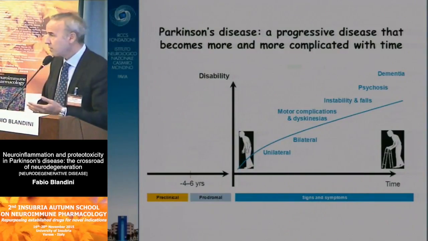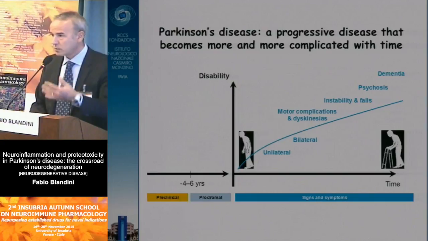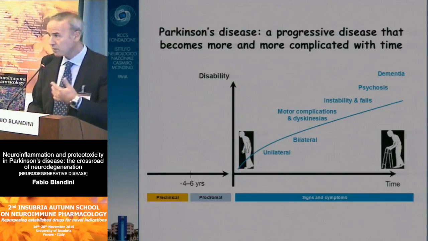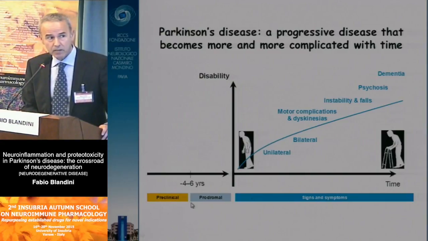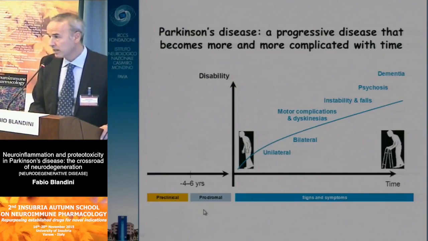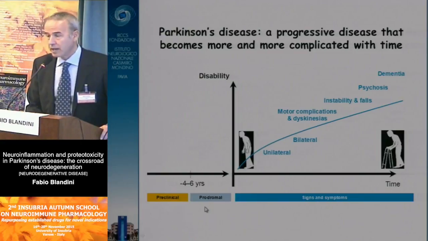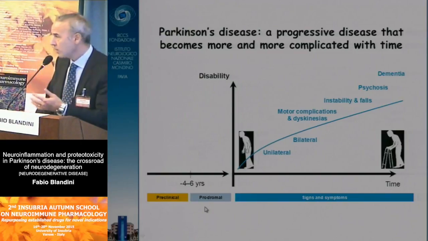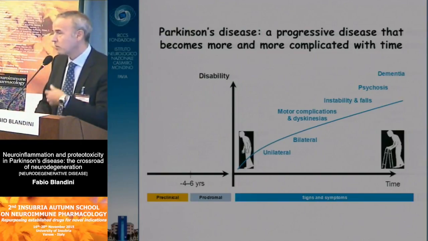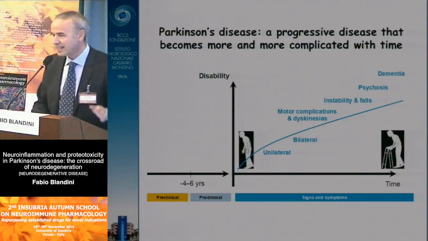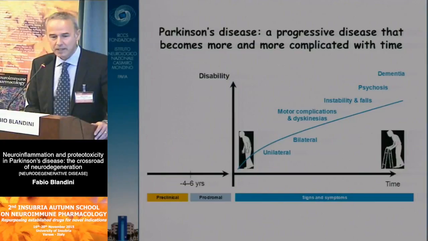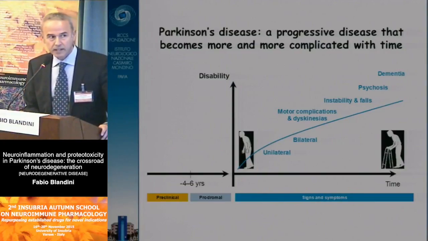PD is a progressive disease. Once it starts, it doesn't stop. It keeps progressing, and it gets more and more complicated with time. So we may think of a preclinical or prodromal phase during which possibly the non-motor symptoms may be already there. Constipation, for example. Obviously, this does not mean that all the people who suffer from constipation will develop Parkinson's disease, obviously, but it's just a statistical finding.